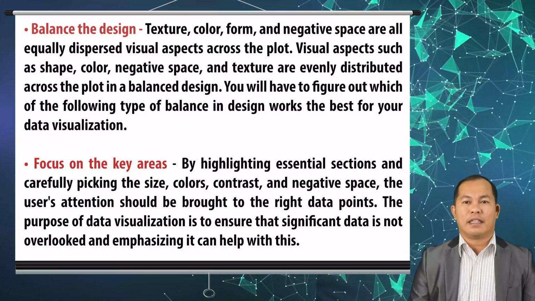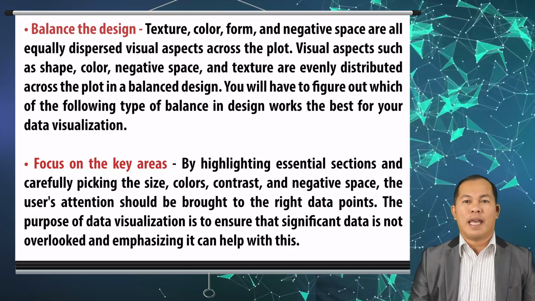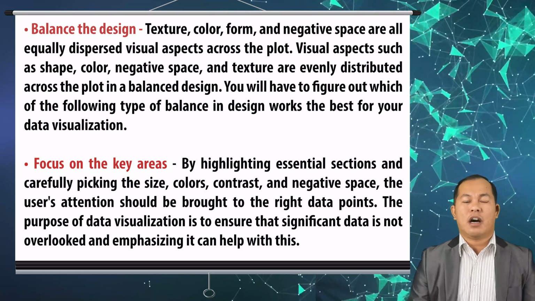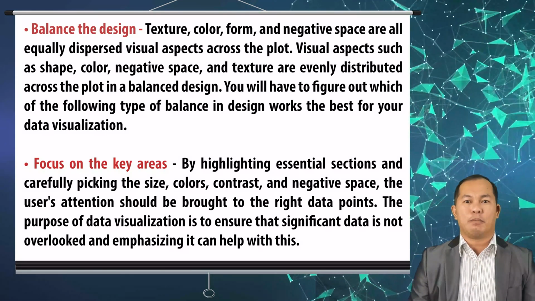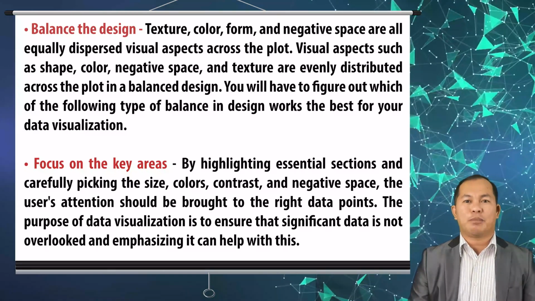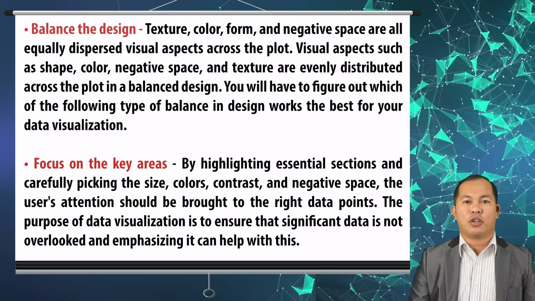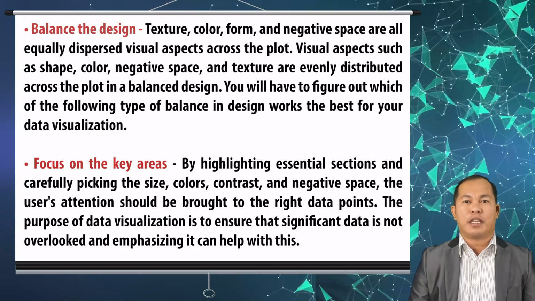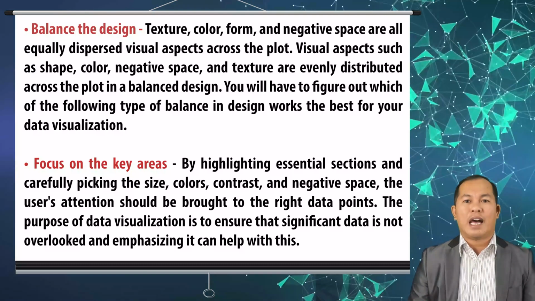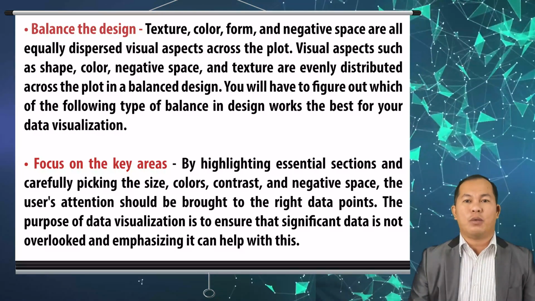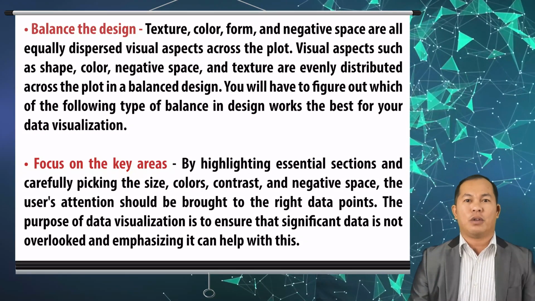Balance the design. Texture, color, form, and negative space are all equally dispersed visual aspects across the plot. Visual aspects such as shape, color, negative space, and texture are evenly distributed across the plot in a balanced design. You will have to figure out which type of balance in design works best for your data visualization.